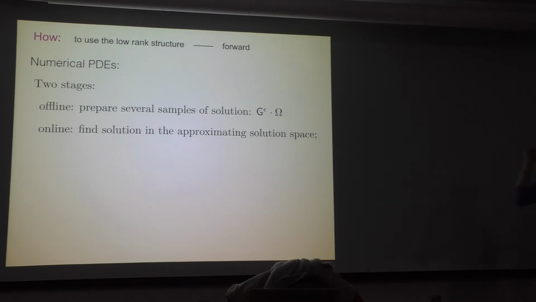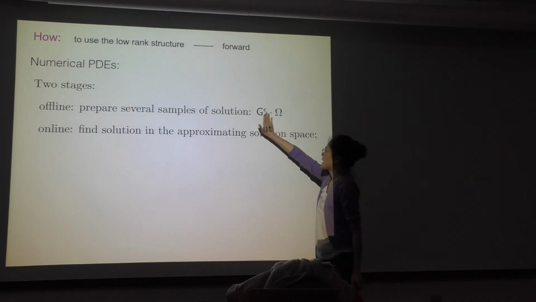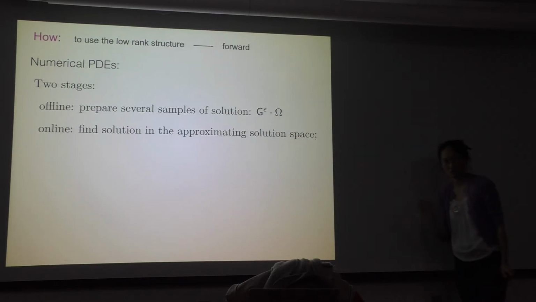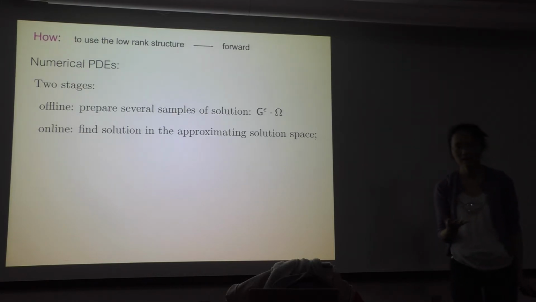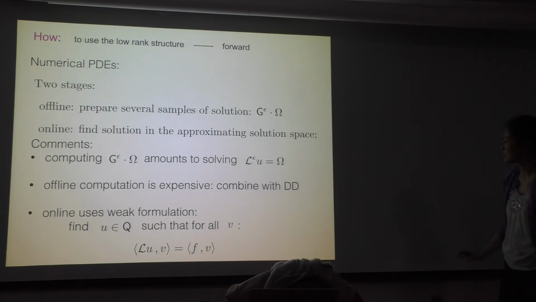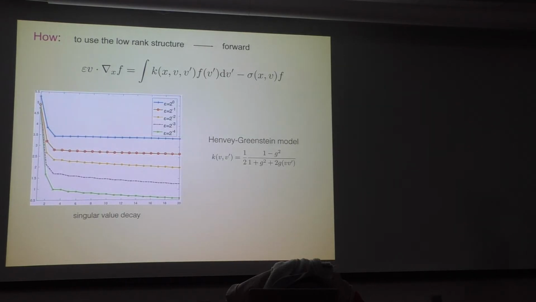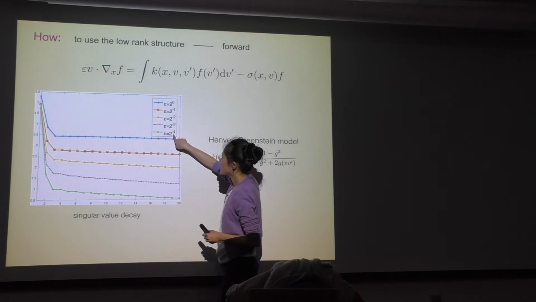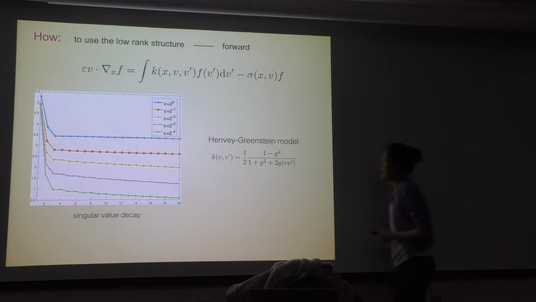We do not know this G, but I can prepare several realizations of this G by multiplying this G with some random vectors. So offline, I prepare some solution space, and I basically say my solution lives in this solution space spanned by this approximation. So let's not worry about that. There are some simulations for the radiative transfer equation with the Henyey-Greenstein model. With different epsilon, you can see the singular values decay in different fashion, and smaller epsilon gives you faster decay.